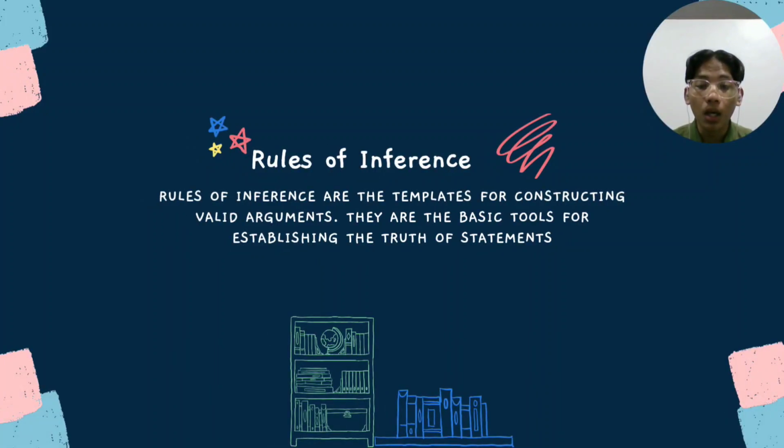Next, I will explain subtopic 5.8, rules of inference. Rules of inference are the templates for constructing valid arguments. They are the basic tools for establishing the truth of statements.